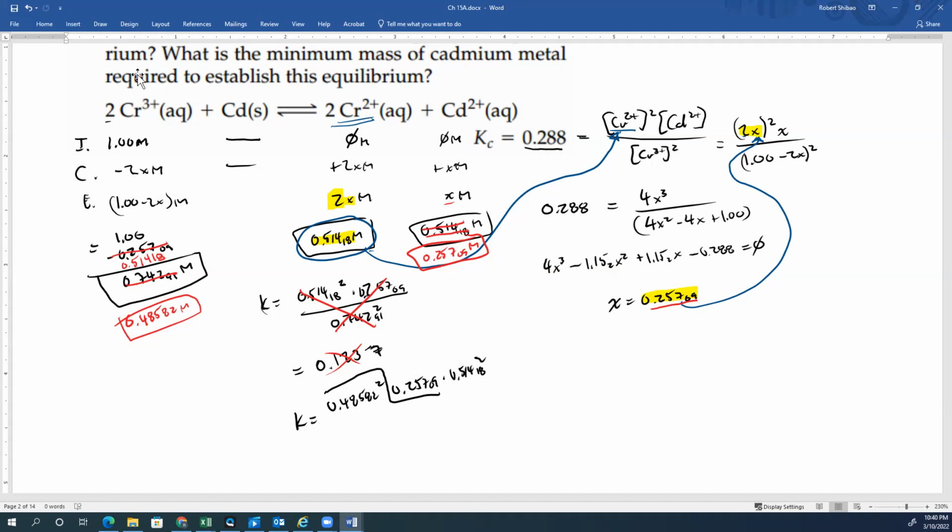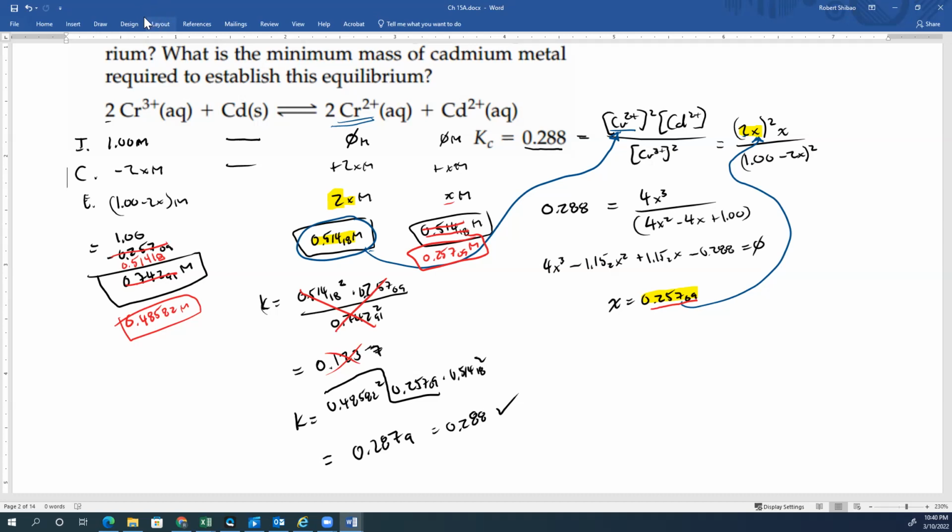Well, I got a weird number. I got a negative number, which tells me I did something wrong with the calculator. So I'm going to just do it one more time. 0.51418 squared times 0.25709 divided by 0.48582 squared. Okay, so when I do this now, I get 0.2879. This is going to round to 0.288, and so that looks good.